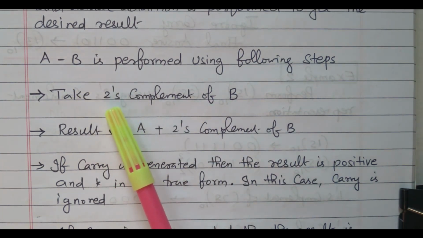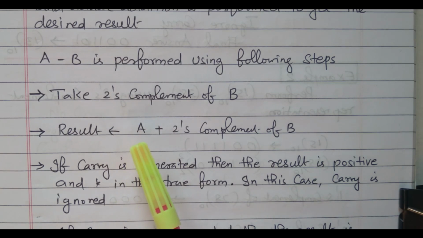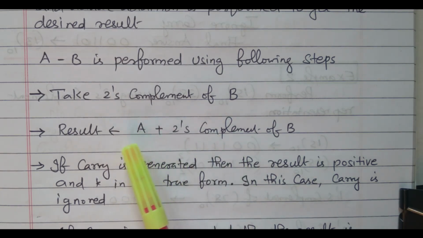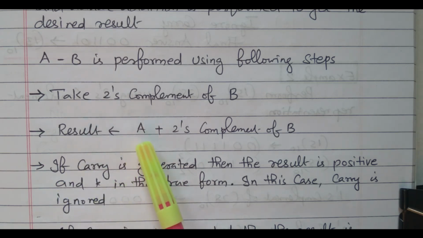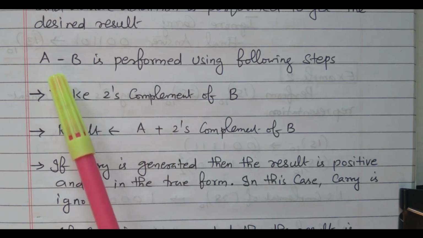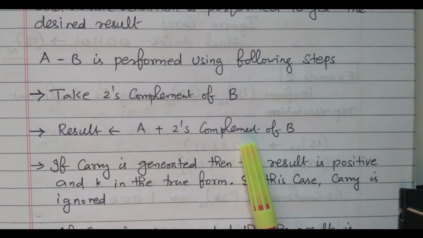How to get the 2's complement? Take the 1's complement. 1's complement means convert zeros into 1's and 1's into zeros. Then add 1 to that 1's complement, and we will get the 2's complement. So we are taking the 2's complement of the second number. Then this 2's complement of the second number is added with the first number in order to get the result: A plus 2's complement of B. Our aim is to find A minus B, but what we are doing is A plus 2's complement of B.